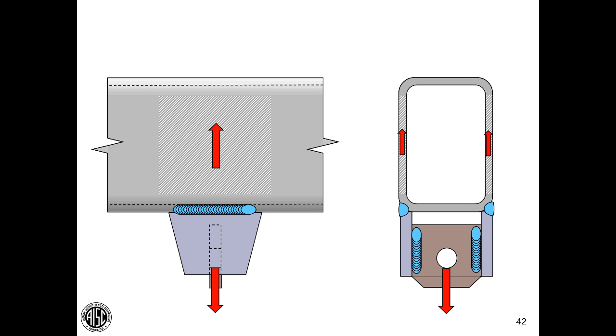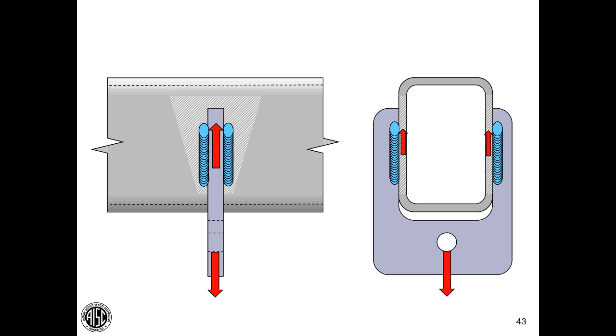Another concept that could be employed is to use a yoke type arrangement where the vertical load is transferred through the weld directly into the member that lies parallel. The weld's put exactly where it should be, and we have a very efficient transfer of load.